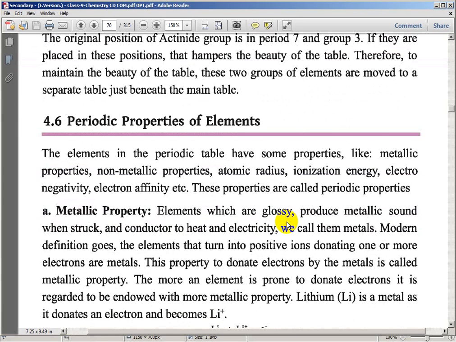Now, periodic properties. Okay, less than 2 minutes remaining.